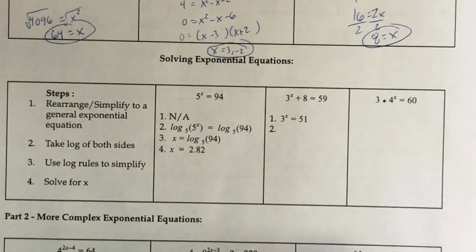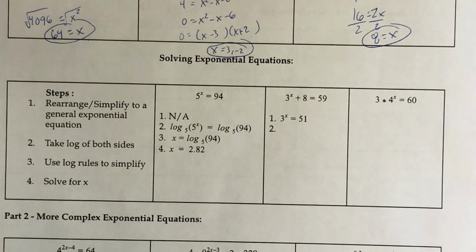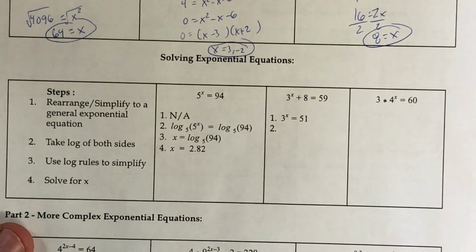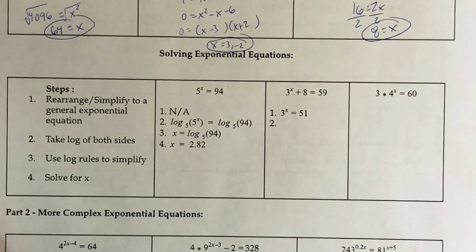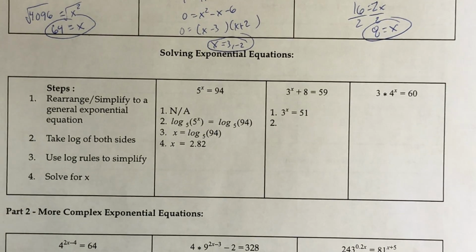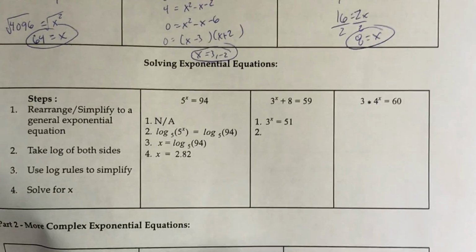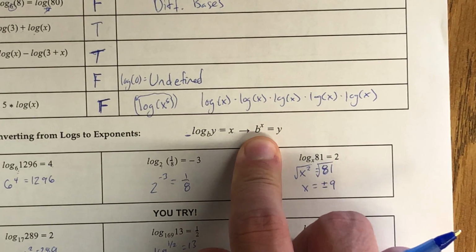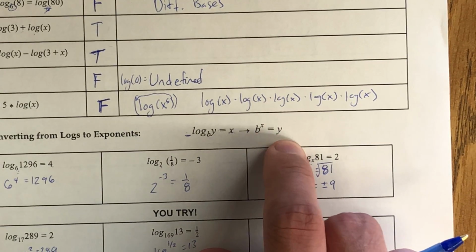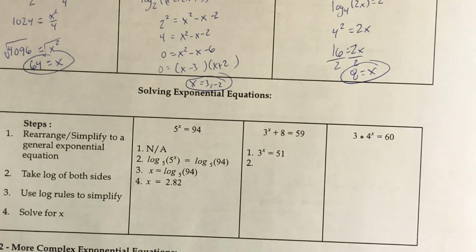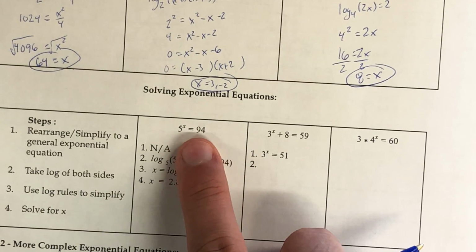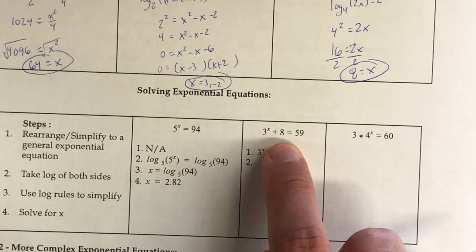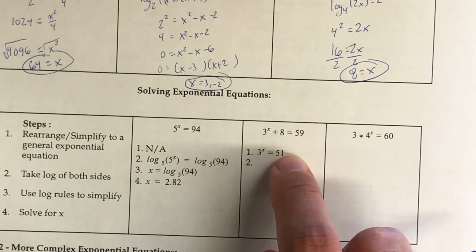Okay, so when we're converting from exponents to logs to solve, I'll put down some steps here. So the first step is rearrange, simplify to a general exponential equation. What I mean by that is getting it like this. So base to an exponent equals something. So as we look at this first problem, it's already there. Whereas the second one, that's not the case. We have this plus 8, so we subtracted 8 from both sides.